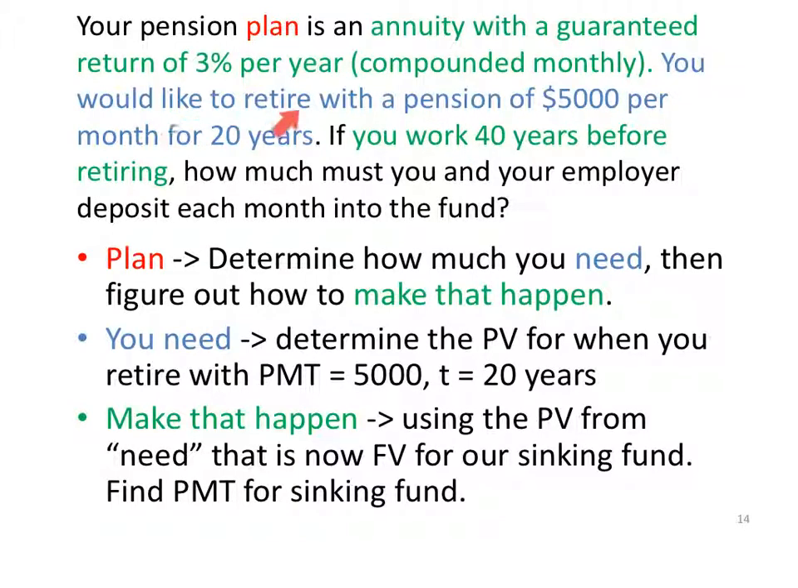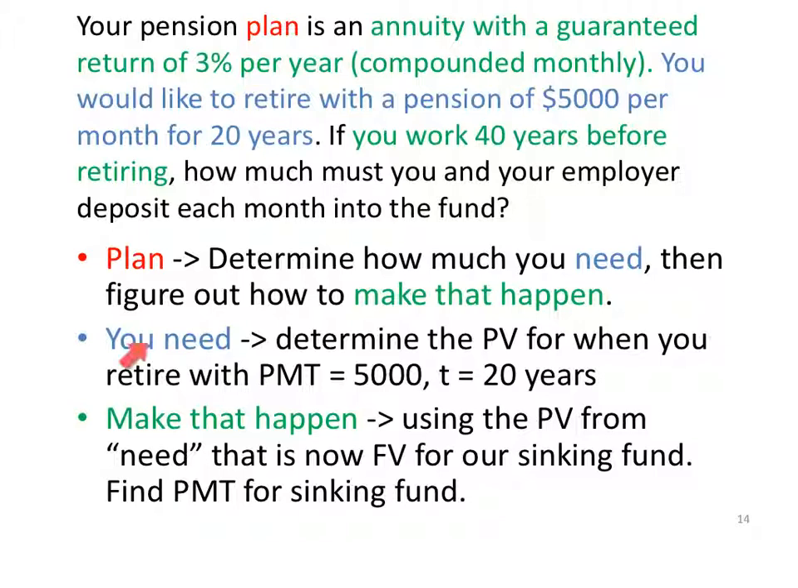This is what you want to happen. I want $5,000 per month for 20 years. Man, I'd like that now. Now, that's what I want to happen. I know what my interest rate is. And here's what I'm going to do to make that happen. I'm going to work 40 years before retiring so that this is my dream, this can happen.